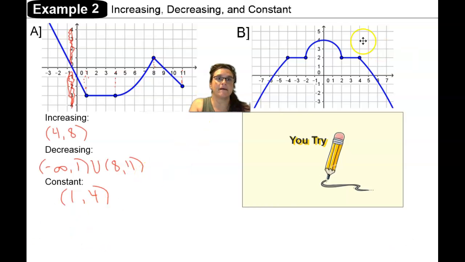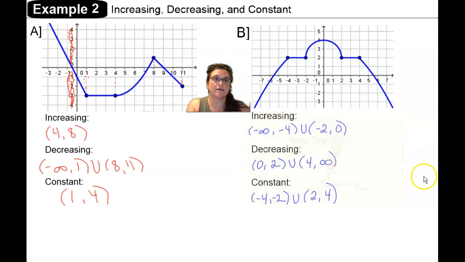Hey, so welcome back. Hopefully you took a couple moments to try example B on your own, and we'll go ahead and check the answers together here. So we can see from negative infinity until negative 4, the function is increasing. That would be this segment right here. Okay, then from negative 2 to 0, so in my x direction, there's negative 2 all the way up to 0. That interval, negative 2 to 0, would be right here on the function. We see that it's also increasing there.